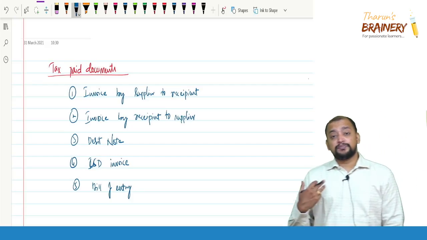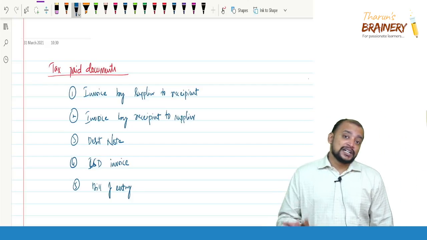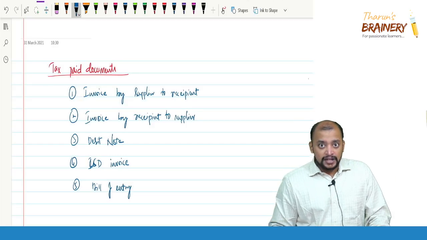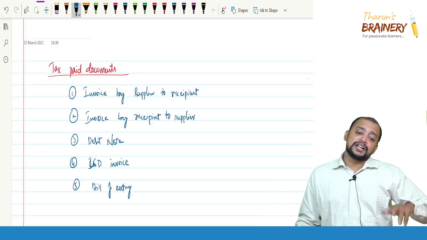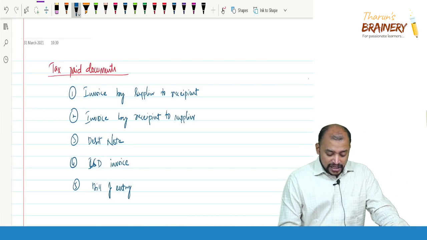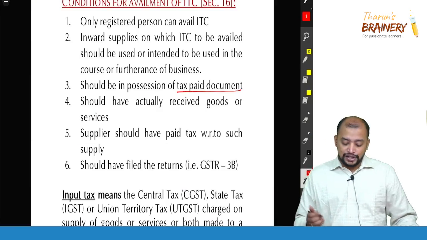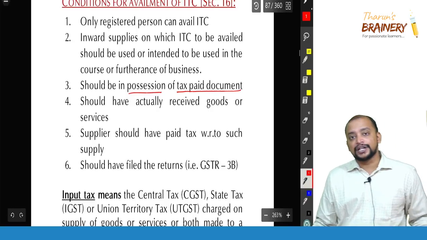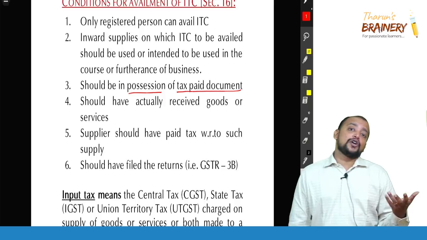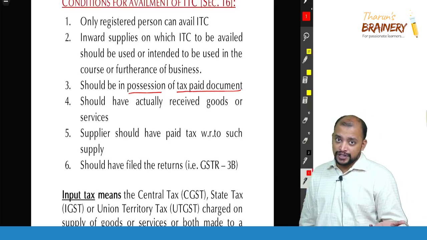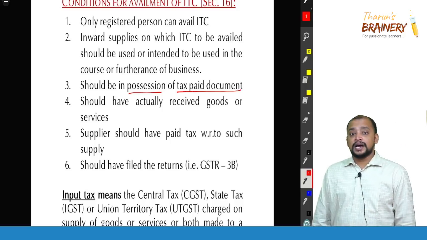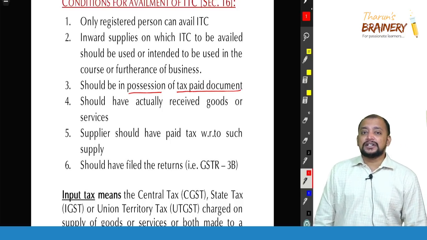Suppose I have got an invoice and I took the credit, but that invoice is not with me; then I cannot take the credit. If I have taken the credit also, that credit needs to be reversed. So here it is not just about the documents, it is about the possession which is important. I should be holding the documents, so that whenever they come for audit, I can submit all those invoices on the basis of which I have taken the credit. Then condition number 4: should have actually received goods or services.